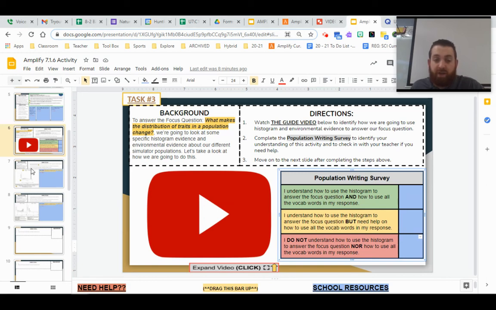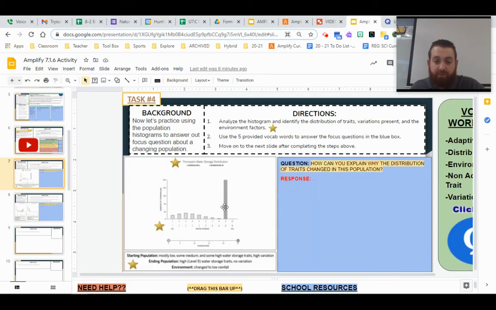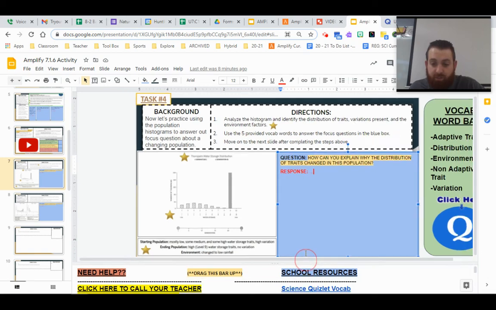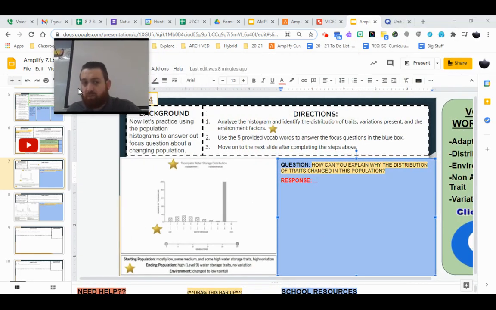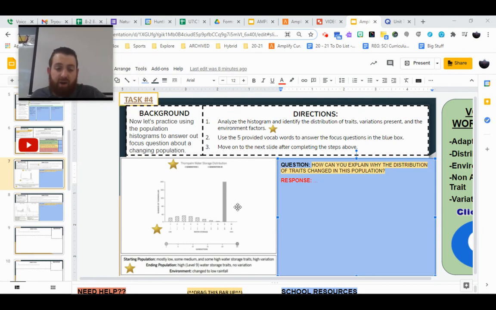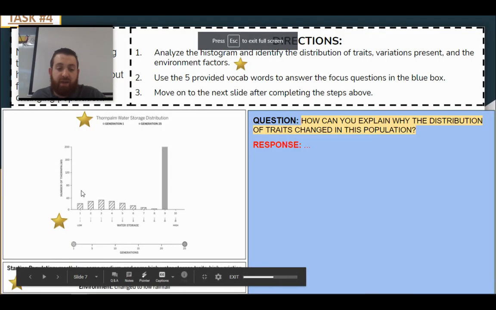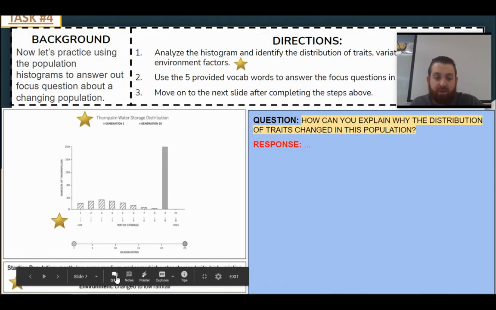So if I'm looking at task 4, you'll notice our histogram here. You'll notice the question that we had to answer and where we're going to be putting our response in this section. And then if we drag this up, we can see we have all of our vocab words. If any of these vocab words are unfamiliar to you or you're unsure of them, we have this Quizlet link here. And if we can't quite read our graph here or any of this information, I highly recommend we hit the present button so that we can see everything in a bigger view and read through that information. That bar will go away as we leave our mouse alone.